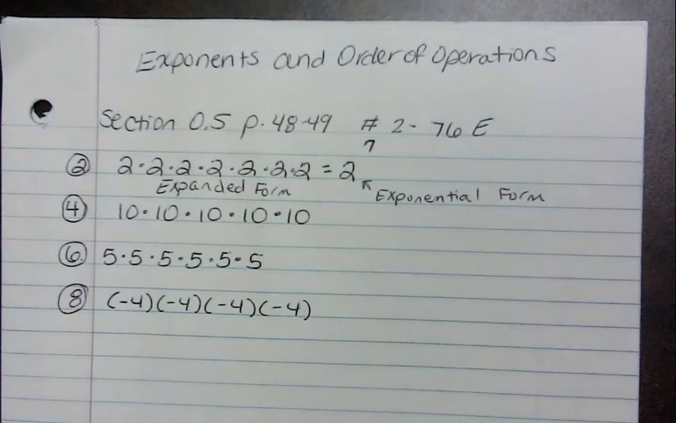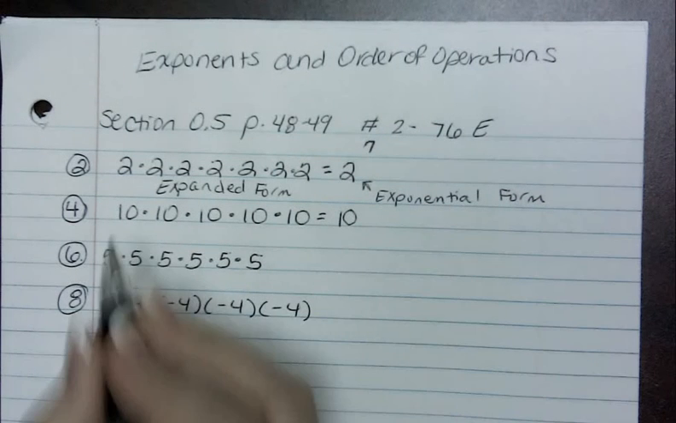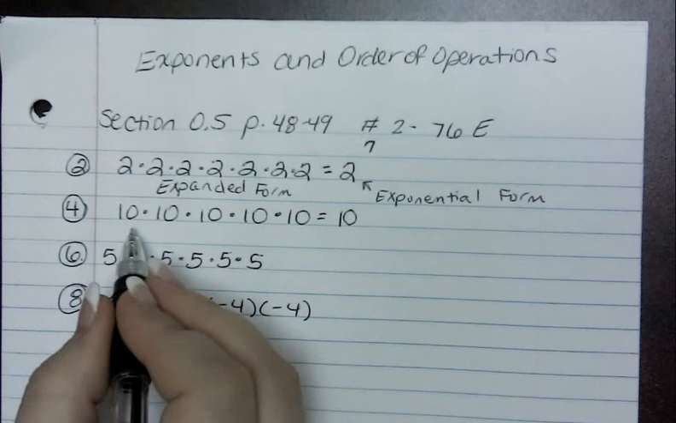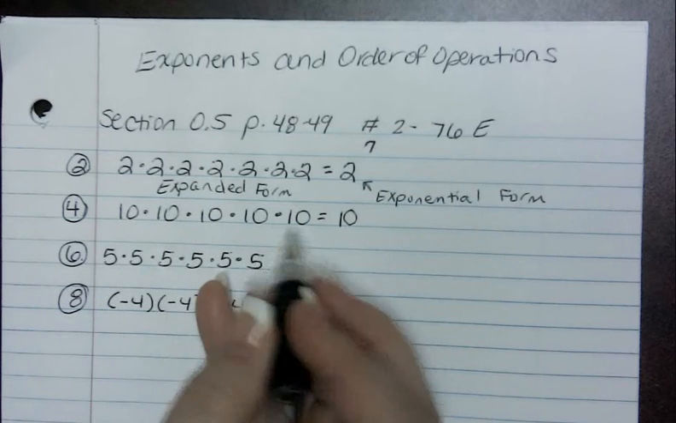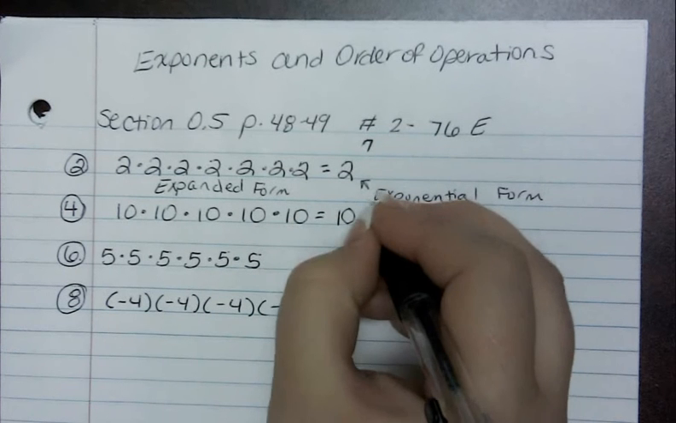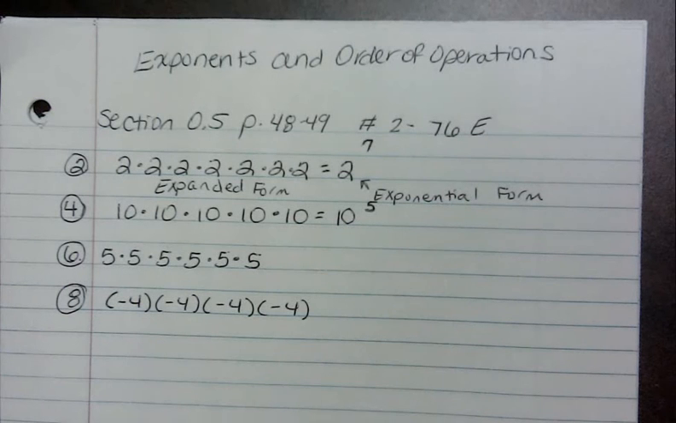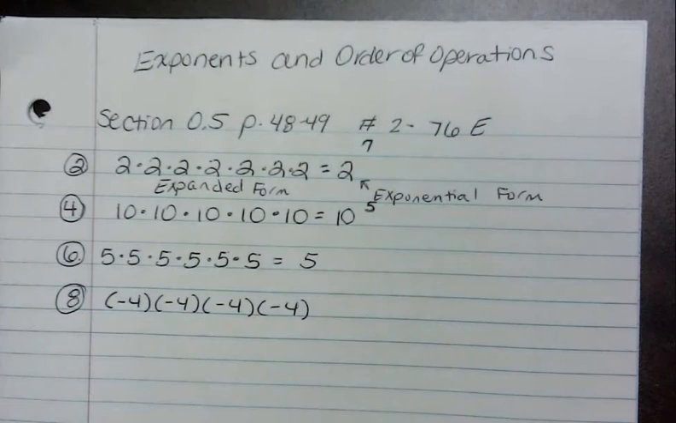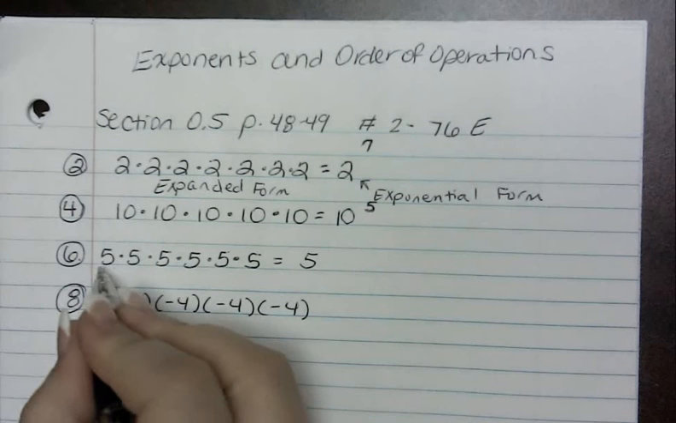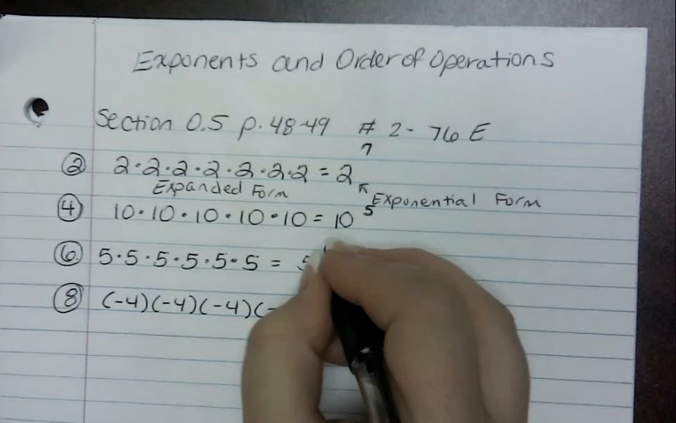Okay? So now let's look at problem number 4. Again, we write our base, which is a 10, and then we write how many times they wrote 10 multiplied by itself. 1, 2, 3, 4, 5. So that would be a 10 to the 5th power. For number 6, our base is 5, and we have 1, 2, 3, 4, 5, 6 5's. And there we go.